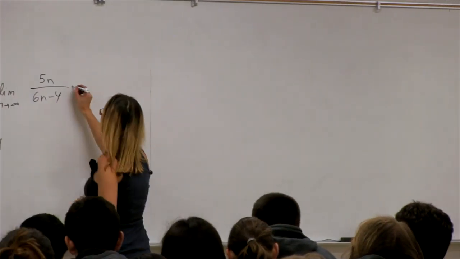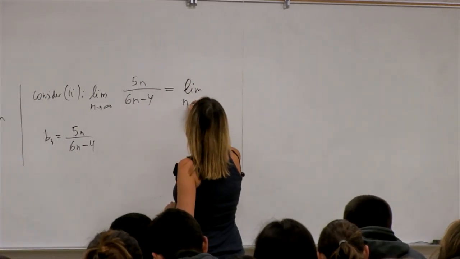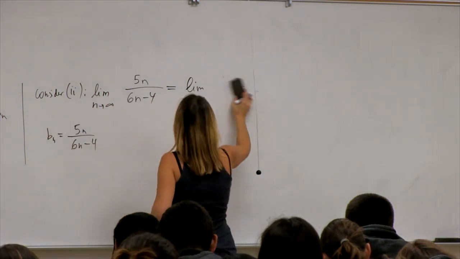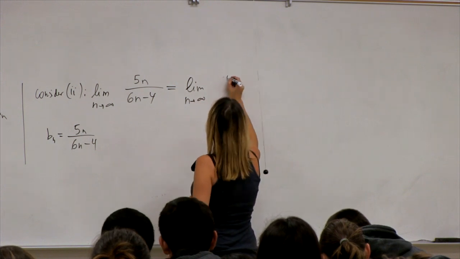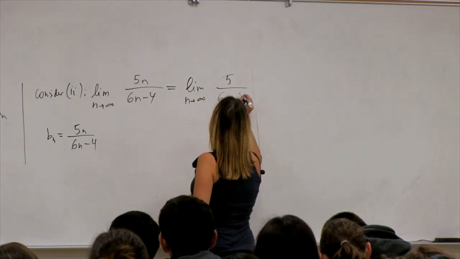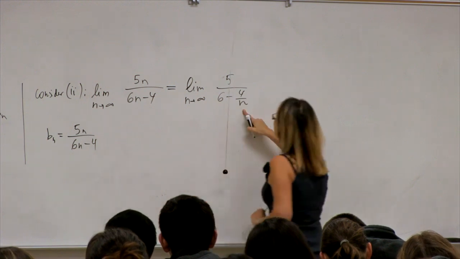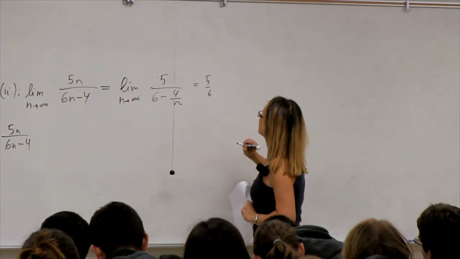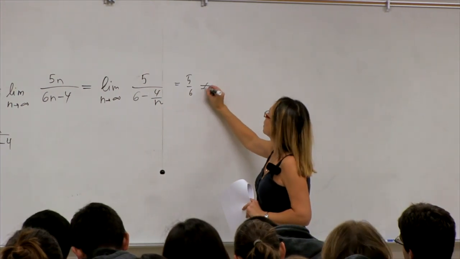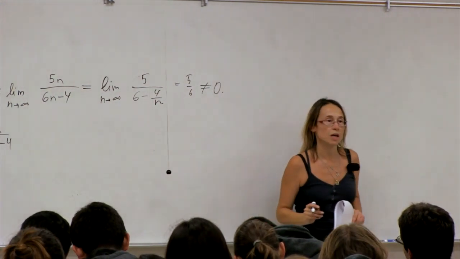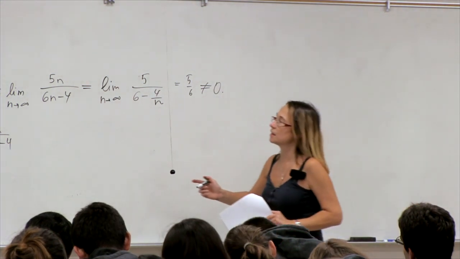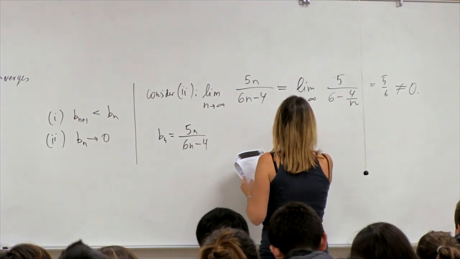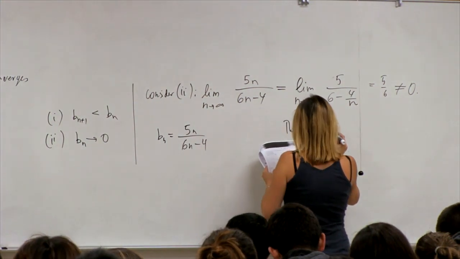And this is very easy. We can divide by n. We always divide by the highest power of the numerator. We can see that this part goes to 0, and the limiting number is 5 over 6. And that's not equal to 0. So we can see that this test doesn't hold. The test does not work.